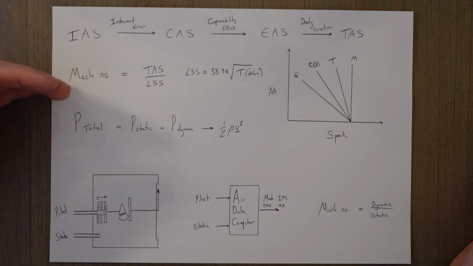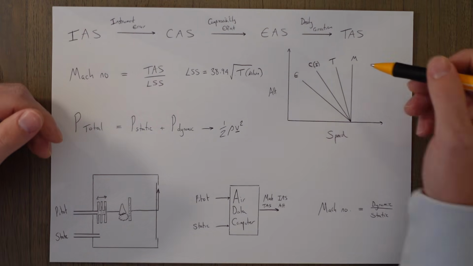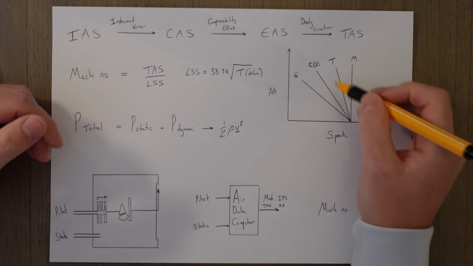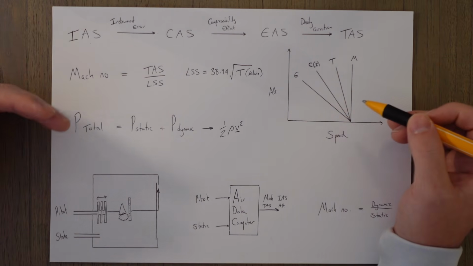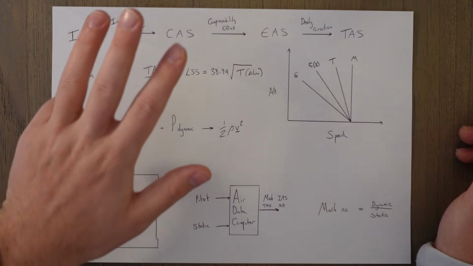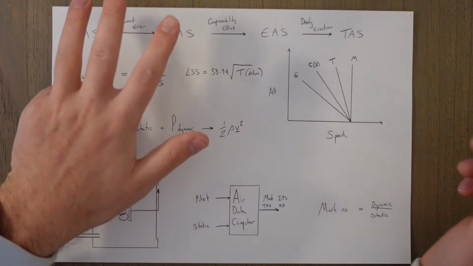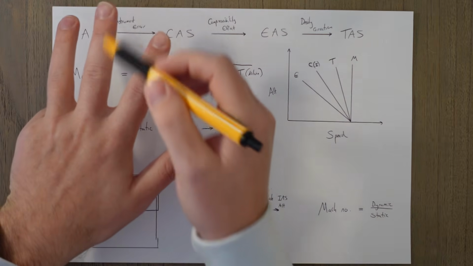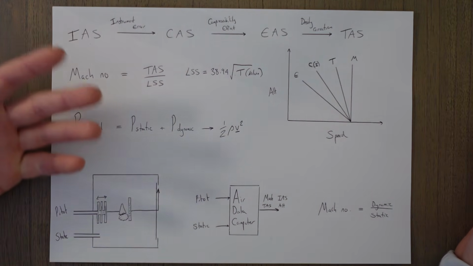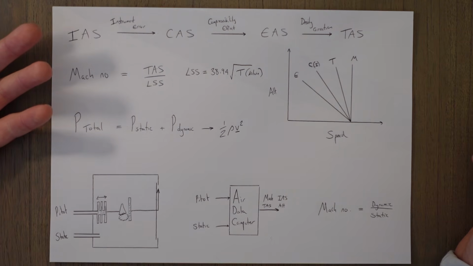Mach number is used at high levels because if you're climbing and descending with Mach numbers, the true airspeed and all the other speeds are always lower. Whereas if you were to fly with a constant indicated airspeed, for example, then as you climb and descend, the Mach number might go up and down below Mach 1, which would cause shock waves.